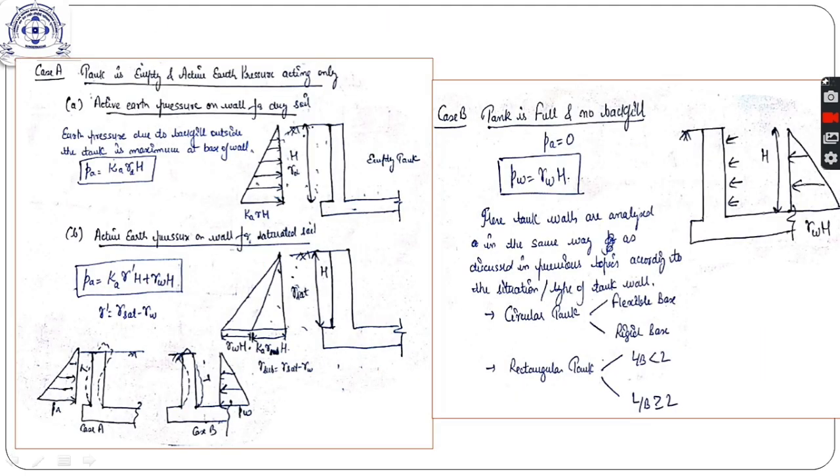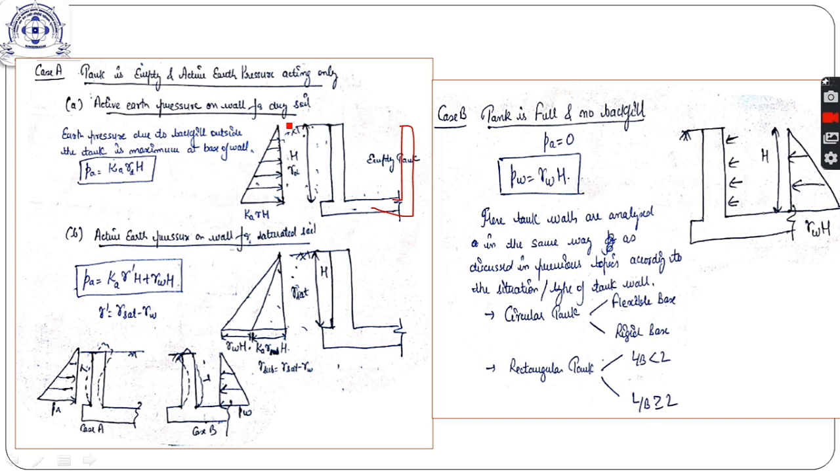So what is case 1? What will be case 1 when the tank is empty and active earth pressure is acting? So we consider only the earth pressure. It is almost similar to a retaining wall, with the difference that the outer face of the wall is subjected to this earth fill. Okay, so this is the tank and this is the inner face of the tank, this is the whole tank. So here there is no water and only earth pressure is acting.